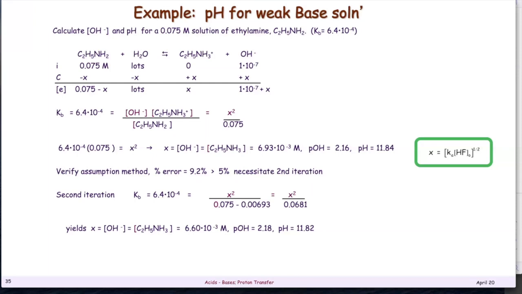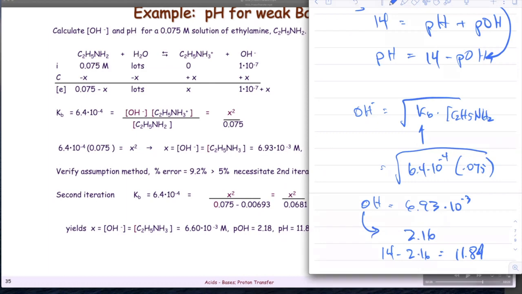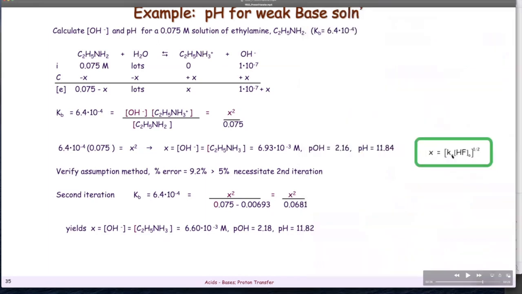Remember, the higher the pH, the less acidic it is, the more basic it is. So this pH of 11.84 is consistent with a basic solution. This highlighted part is basically the equation that I just did. It's Kb times the initial concentration of the base. This could be the initial concentration of any base, and take the square root of that.